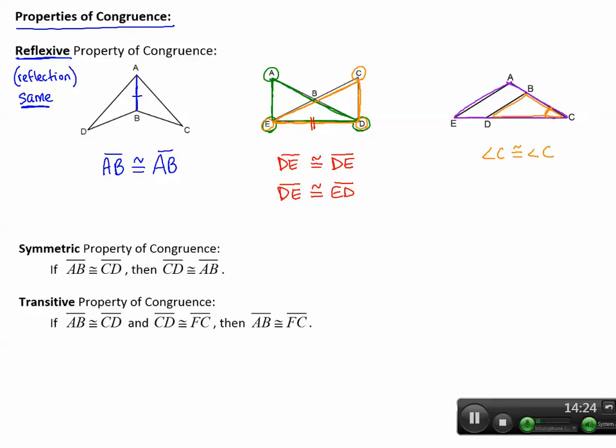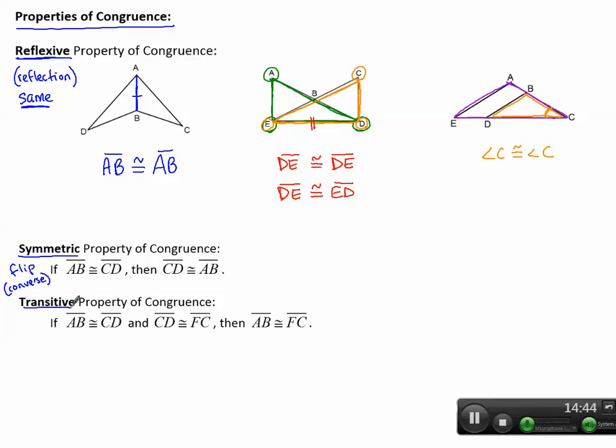Now there's two other properties. We don't use these too often, but they're helpful to know. The symmetric property flips the statement around. If AB is congruent to CD, then CD is congruent to AB. So think of that as flipping it, kind of like the converse.